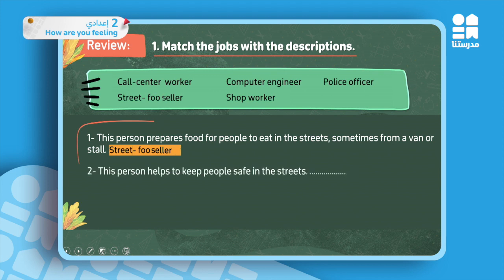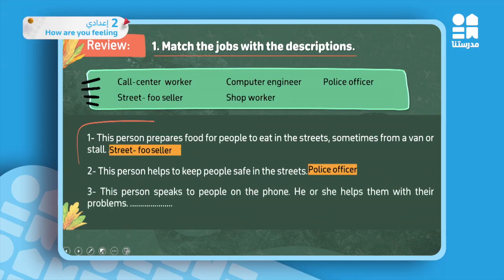Okay. Number 2. This person helps to keep people safe in the streets. Who is always keeping us safe and looking forward to keeping us safe all the time? Of course, it's so easy. It's the police officer. Okay, then number 3.